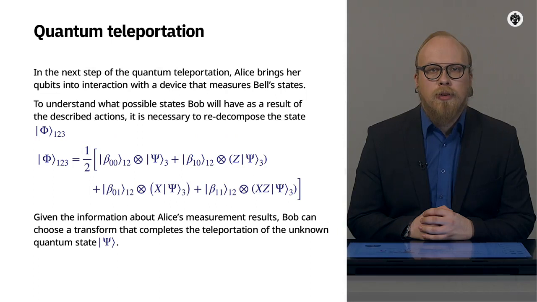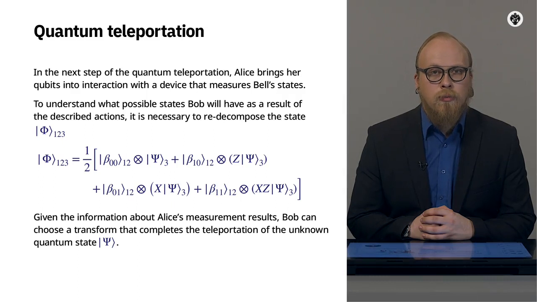In the next step of the quantum teleportation protocol, Alice brings her qubits into interaction with a device that measures in the Bell basis states. The device shows which of the four Bell states is measured. Alice sends this result to Bob via the classical communication channel. Simply put, she calls Bob on the phone and says what she measured on her device.